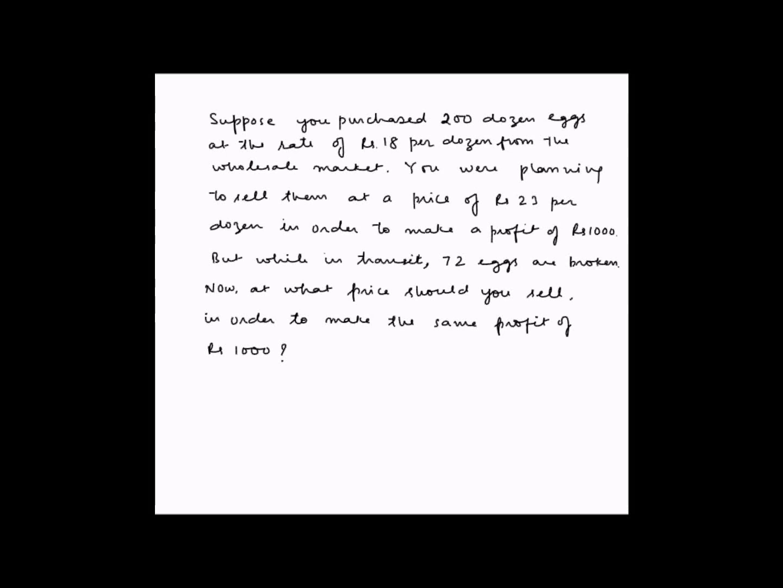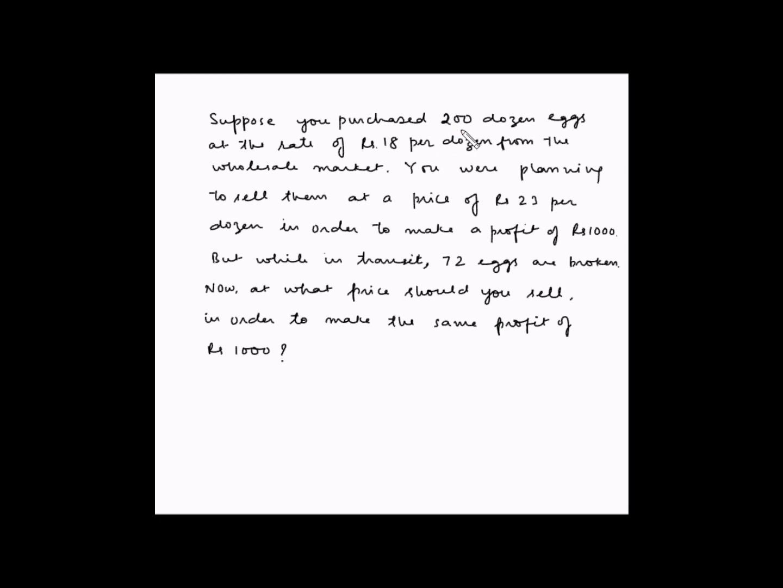Suppose you purchased 200 dozen eggs at the rate of rupees 18 per dozen from the wholesale market. You were planning to sell them at a price of rupees 23 per dozen in order to make a profit of rupees 1000. But while in transit, so while you were coming from the market back to your shop, 72 eggs are broken. Now at what price should you sell in order to make the same profit of rupees 1000?